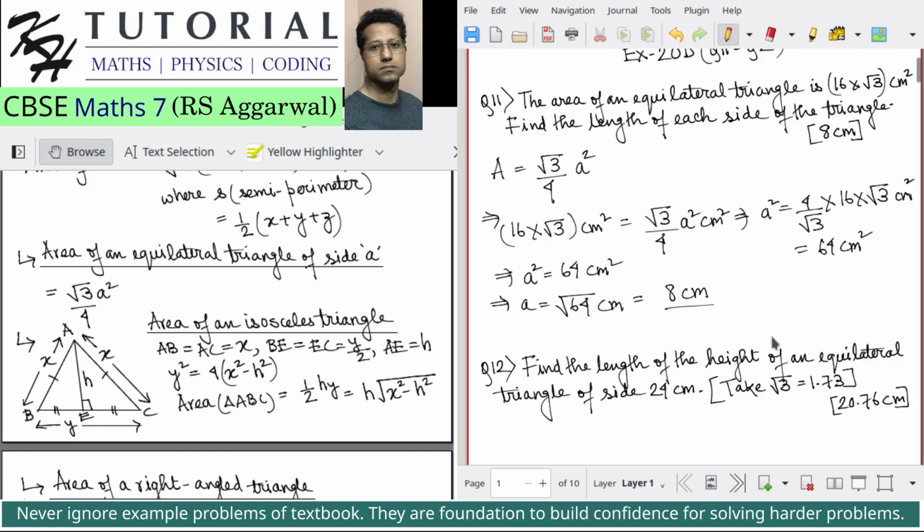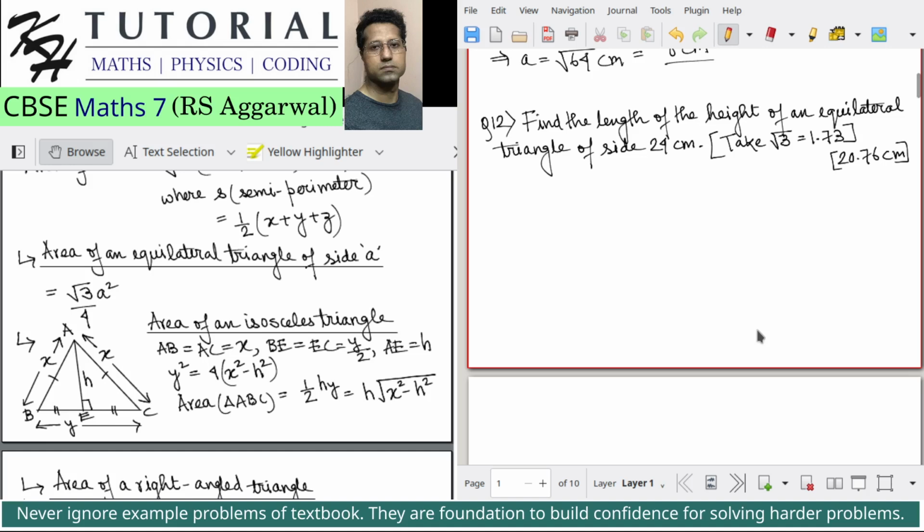Question number 12. Find the length of the height of an equilateral triangle of side 24 centimeter. Now, so how do we find the height? Remember that in a triangle there are three heights based on which side you are considering as the base. So for each side as a base there is a corresponding height, but in an equilateral triangle all those heights, for the three sides, are of same length.